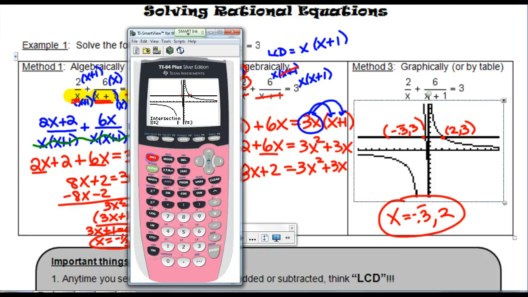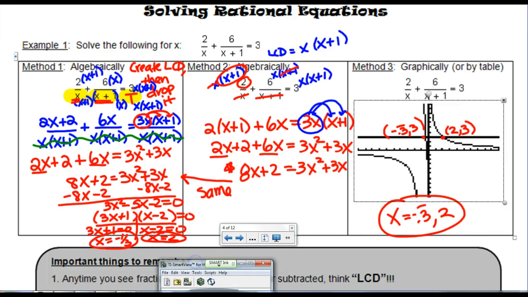And don't forget, you can always go to your table as well. The only problem is here's our 1 match, 3 matches. There's our answer of 2. But the other answer is a fraction, so unless you knew to change your table to go by thirds, you would not find it. That's the only issue with the table. All right, so we'll try a few more examples.